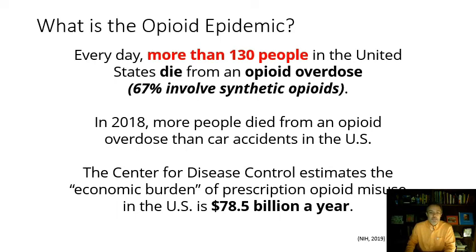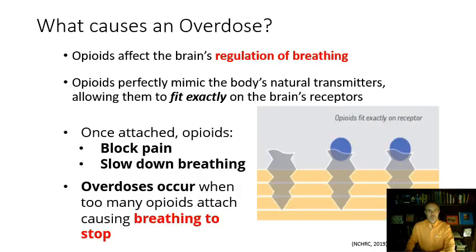What causes an overdose? Opioids affect the brain's regulation of breathing. They perfectly mimic the body's natural transmitters, allowing them to fit exactly on the brain's receptors. So in that picture, the gray squiggly lines represent mu receptors, or those opioid receptors in your brain. If you just have three of those, and an opioid, one of the blue circles, sits down on one of those receptors, your respiratory rate would drop by a third.